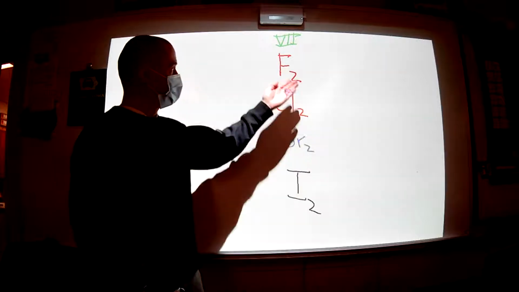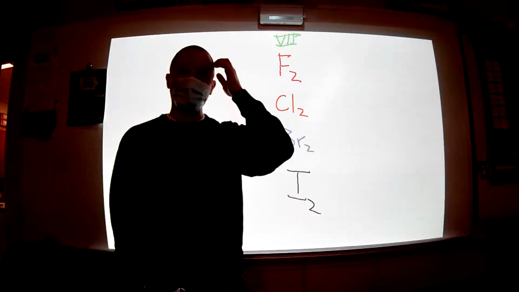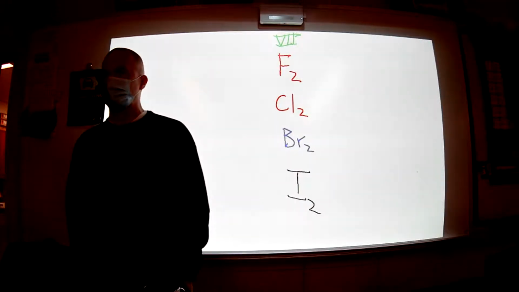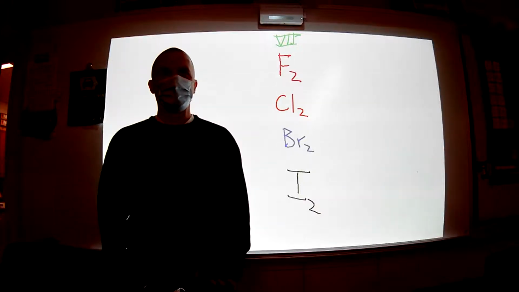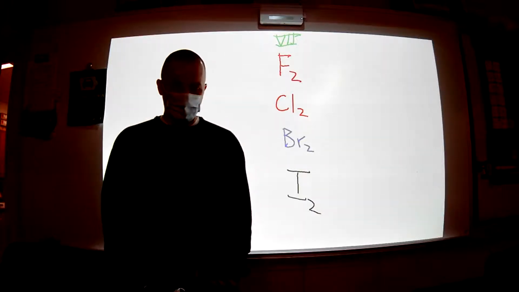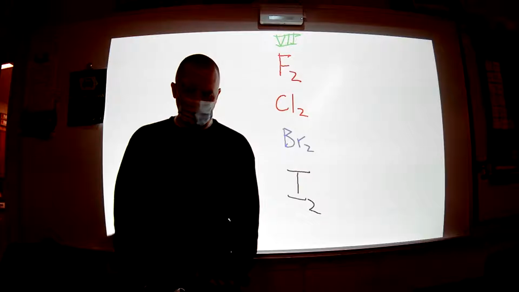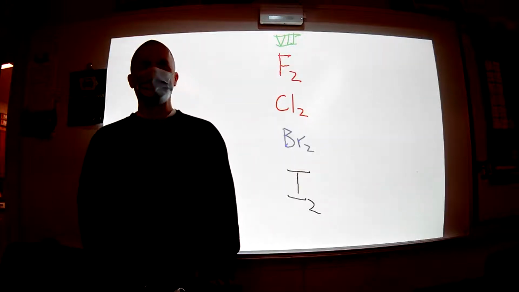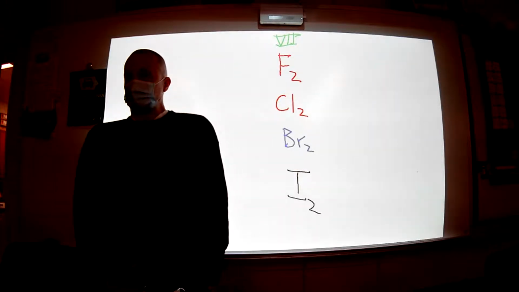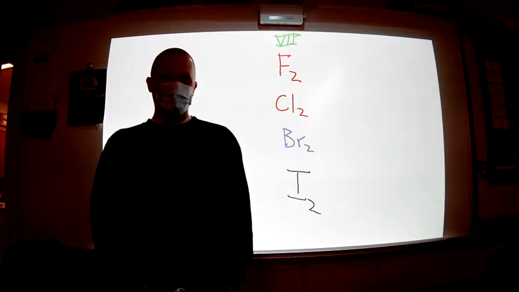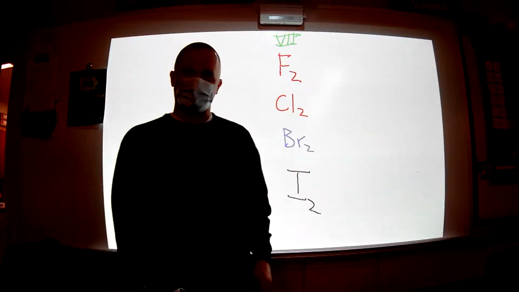We know why there's 2's after these. Why are there 2's after the formulas that I wrote here? That's how they are in nature. They come in 2's. They're part of the elements that are found naturally in twos, the diatomic elements. These are found in molecules.